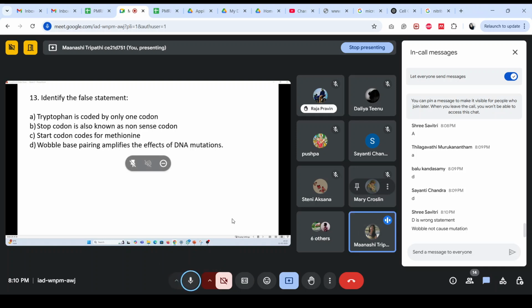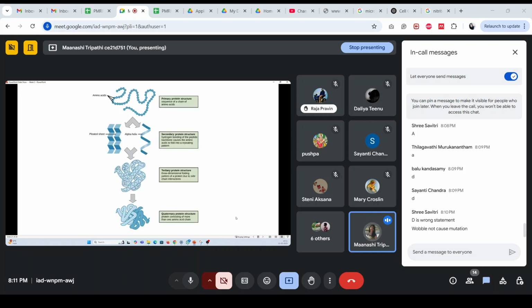Okay, so yes, D option is wrong. As you have said, wobble does not cause mutation. So that's why statement D is wrong here. Option A is correct.